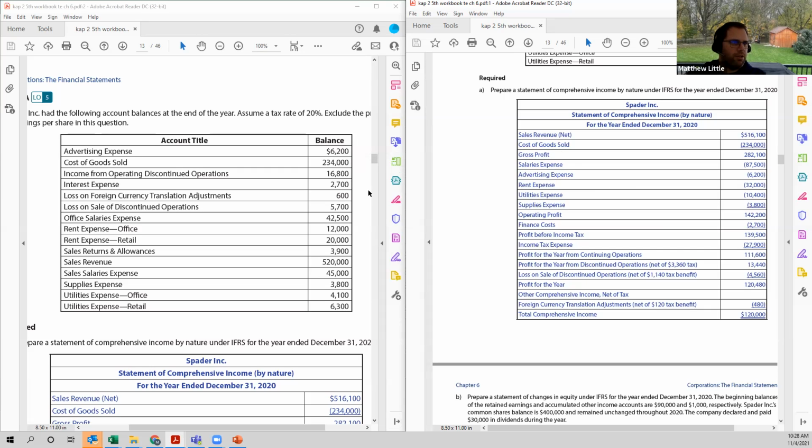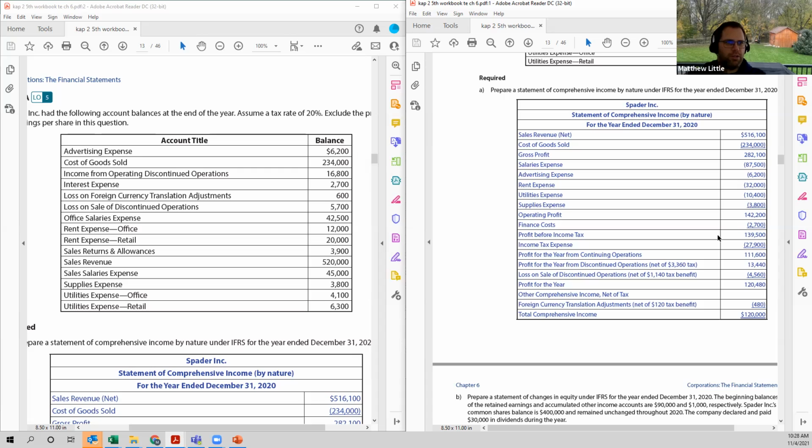So we'll start with our sales revenue, which starts with 520 less any returns and allowances, no sales discounts. So we have our net sales revenue of 516,100. We have our cost of goods sold in this case, 234. So we have a gross profit showing of 282,100. Then we move on down to our expenses. So we have our salaries expense, our advertising, our rent, utilities and supplies expense, showing our operating profit is 142,200.